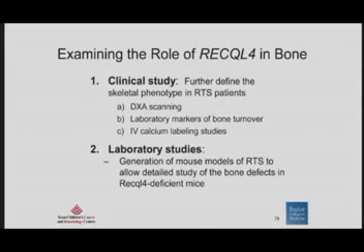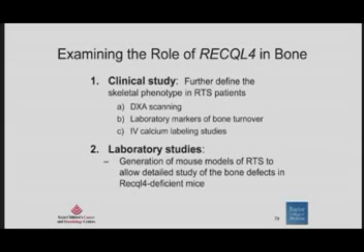So in order to answer this question, we are currently conducting a study at Baylor College of Medicine, which consists of two parts. One is a clinical study of RTS patients, and in this study we're going to perform DEXA scanning, which is the accurate way to determine whether or not there's osteoporosis. We will also conduct laboratory tests, which are bone and urine tests, to look at markers of bone turnover to get a sense of whether or not these patients have increased bone turnover leading to osteoporosis. And we'll also conduct IV calcium labeling studies, which also gives an idea of bone turnover in these patients.